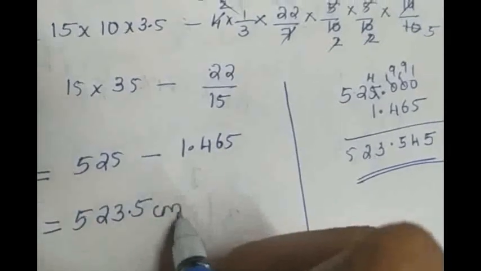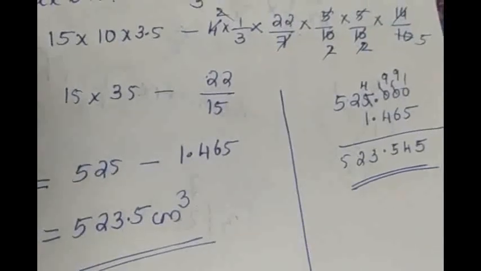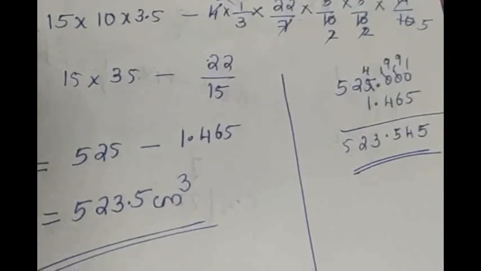And since it is a volume, we can write the unit as centimeter cube. So the volume of the pen stand is 523.5 centimeter cube.